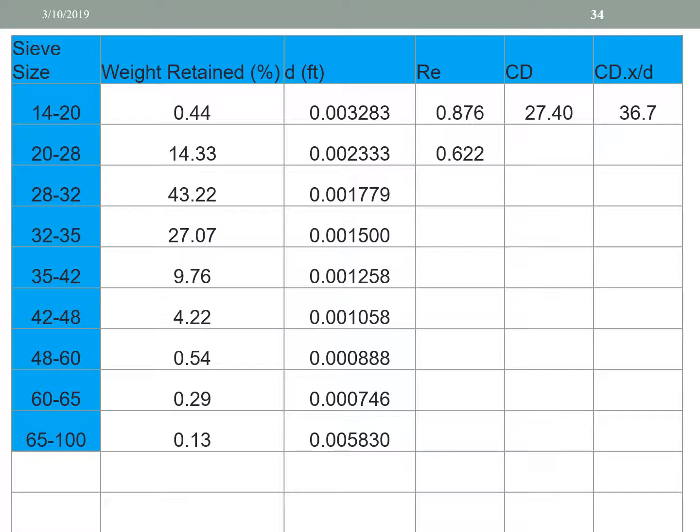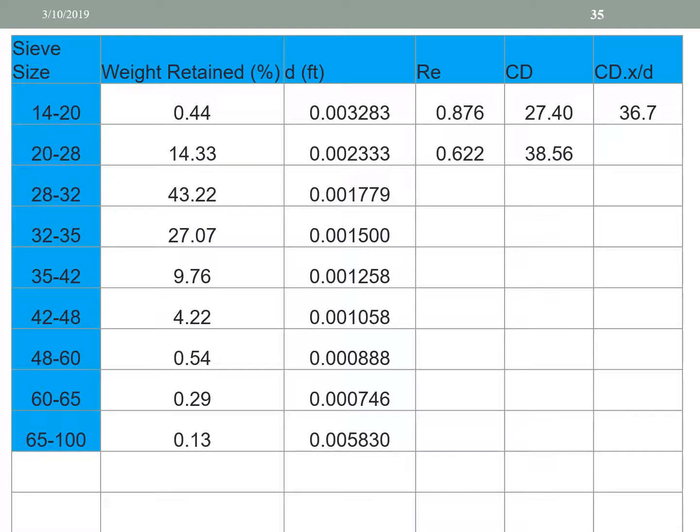You will use 24 over Reynolds number. So 24 over 0.622 will be 38.56. The last column is CD times x over d. CD you calculated, 38.56, times x from the second column, that's 14.33, but that's a percent. It means 14.33 over 100.